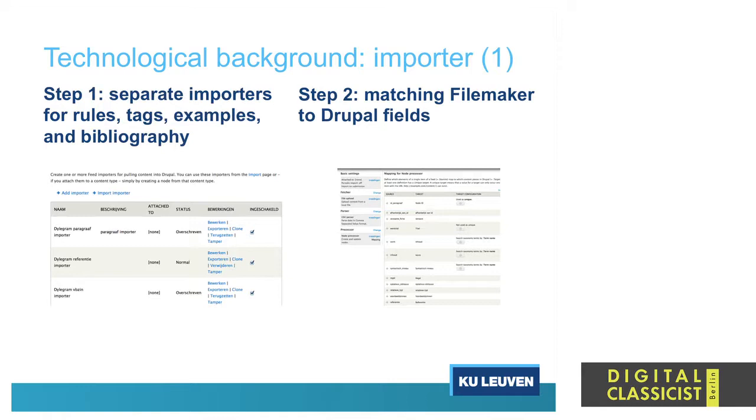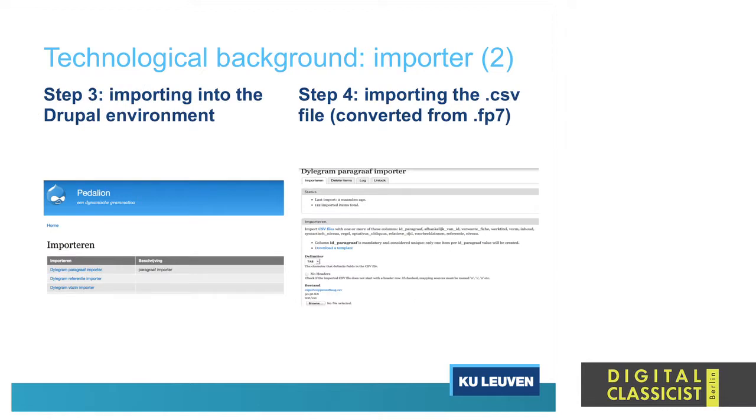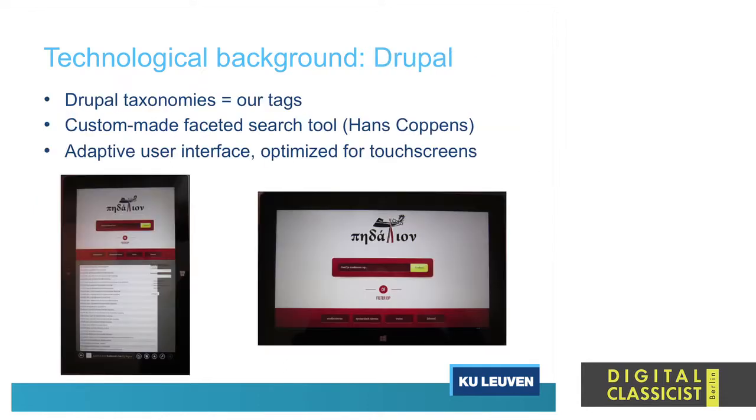Okay, after we constructed the database in our FileMaker application, we use an importer tool to import it into our Drupal website. These pictures show you the actual working of the importer tool. There are separate importers for rules, tags, examples and bibliography, because the rules and the examples each get their own web page, as well as the tags actually. So then we have to match FileMaker and Drupal fields, export the whole thing to Drupal, and then we get our website.